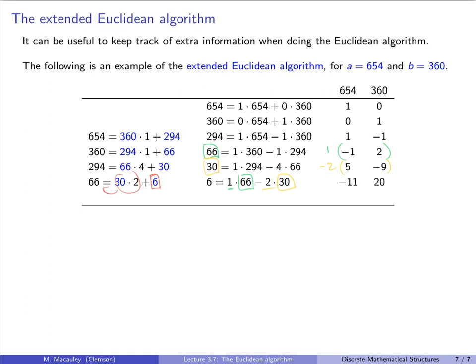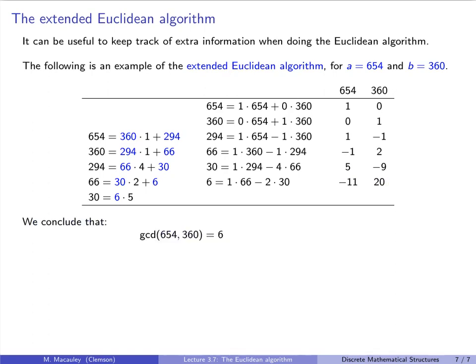So you get the idea? We can keep going with this. Let's see what happens when it terminates. So the next one, of course, 6 divides evenly into 30, so 30 is 6 times 5. And now we're done. So what does this tell us? Well, our final coefficients are negative 11 and 20.